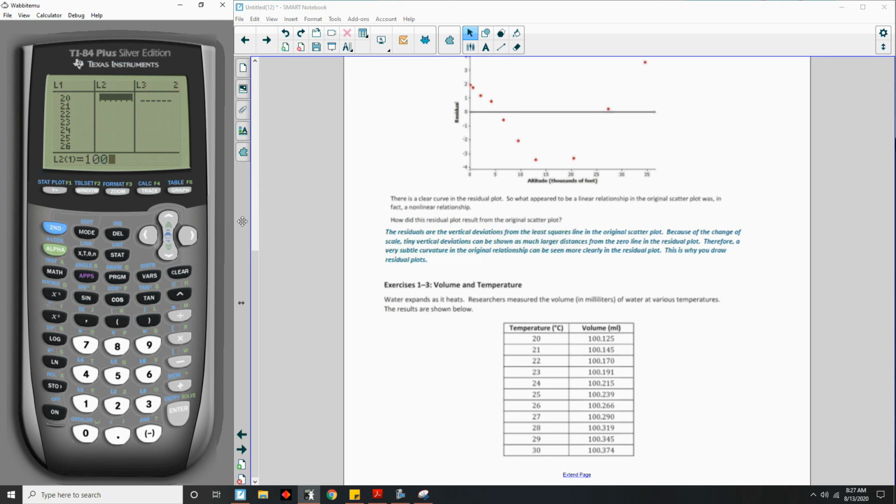This will take a little bit longer. 3 decimal places. 100.125, 100.145, and look what the calculator is doing. Just because of space, it's rounding to the 10th, but it's still considering it 0.145. Okay, 100.215, 100.239, 100.266, 100.290, 100.319, 100.345, 100.374.